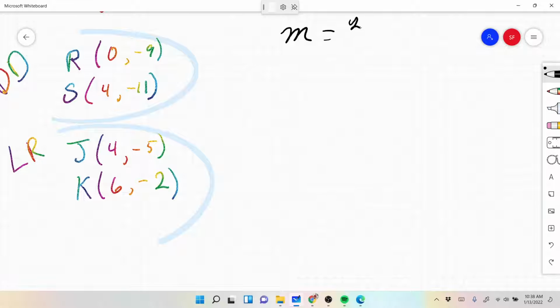y2 minus y1 all divided by x2 minus x1. That's the formula we're using. We are doing this 2 times. Instead of doing the slope formula, I graphed it and hoped for the best. They're not parallel, they'd have to have the same slope. Not perpendicular. Okay.